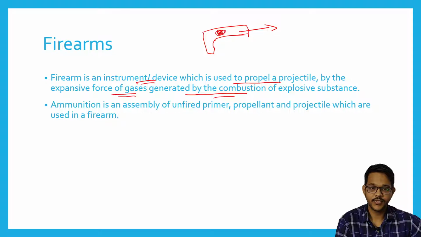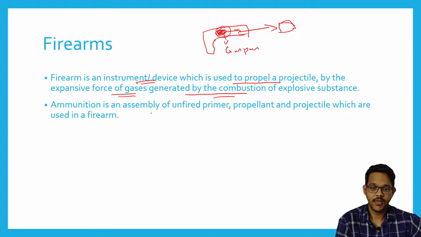The expansive force of gases is mainly produced by the ignition of gunpowder. Whenever there is ignition of gunpowder, gases are produced. These gases propel the projectile, maybe a bullet. So that is the firearm. A firearm is an instrument which propels a projectile by the expansive force of gases generated by combustion of explosive substances. The explosive substance may be anything; composition may differ based on the type of gunpowder.